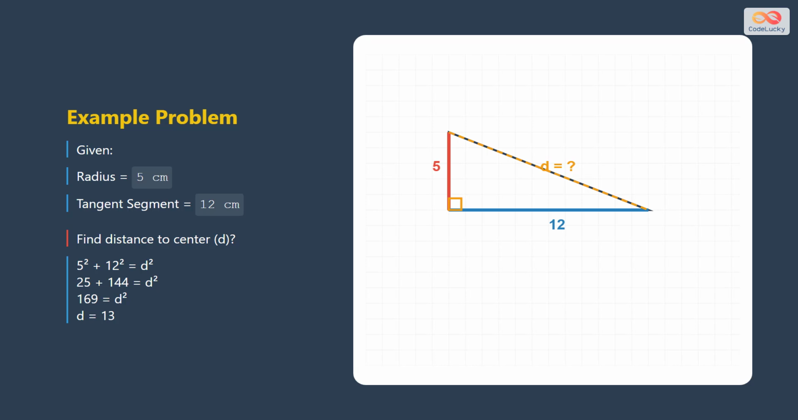Let's try a problem. Suppose we have a circle with a radius of 5 centimeters and a tangent segment that is 12 centimeters long. We can find the distance from the center to the end of that segment by calculating the hypotenuse. 5 squared plus 12 squared equals the distance squared. This gives us 13.